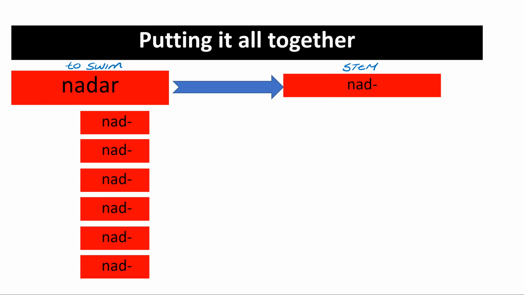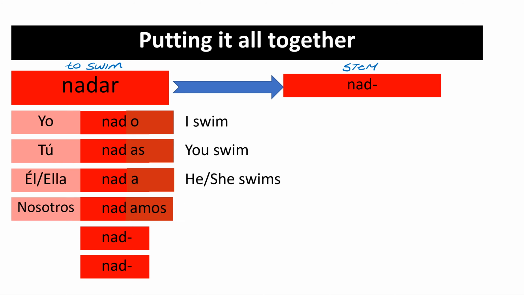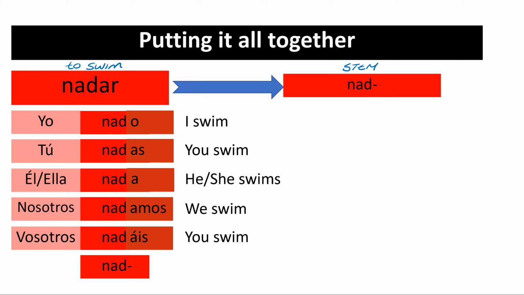So the first one, I swim, nado. You swim, nadas. He or she swims, nada. We swim, nadamos. Ye swim, nadáis. And they swim, nadan. Okay, so again, o, as, a, amos, áis, an are your endings for your regular AR verbs. You put them onto the end of your stem, and there you go.